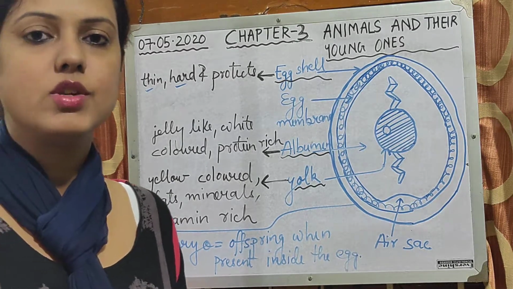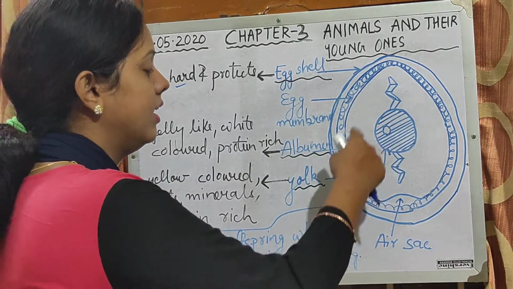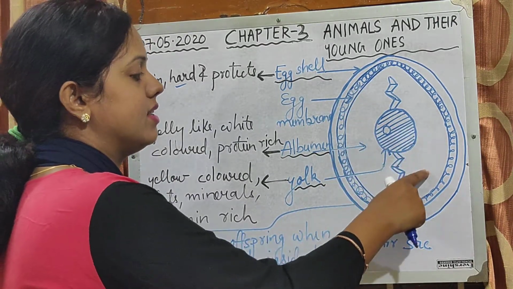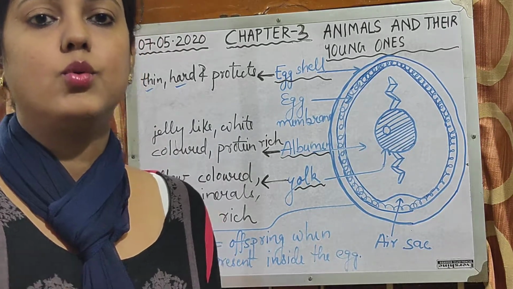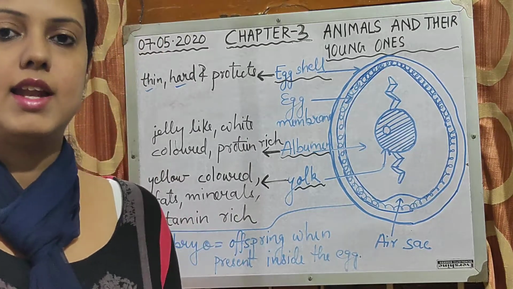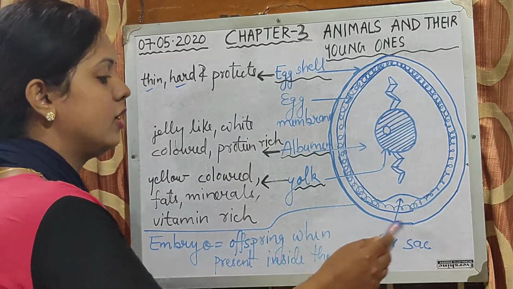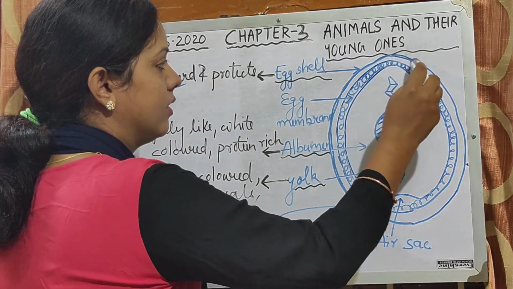And what is the function of the egg shell? Egg shell gives protection to the components which are present inside the egg. अंडे के अंदर जो components present हैं उनको protection देता है कौन? Egg shell. It is thin and hard and it is the topmost layer or the uppermost layer of an egg. This one.